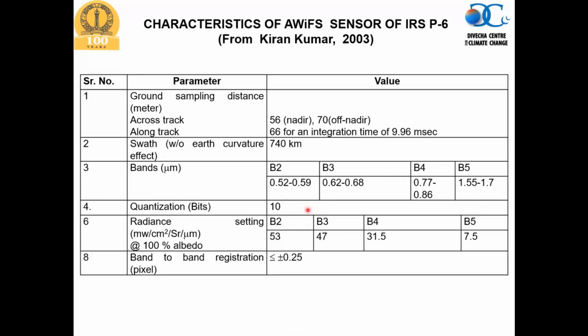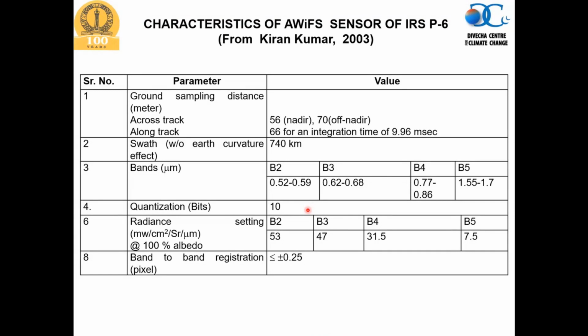But what is really important is the quantization. It has 10-bit quantization, and at that time, for P6, it was 10. It might have gone up now in the latest AWiFS sensor. Quantization is very important because it gives you the opportunity, for a small change in reflectance, to detect it. So quantization, or dynamic range in that sense, is very important for us.